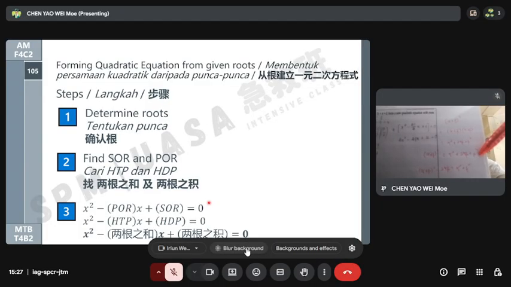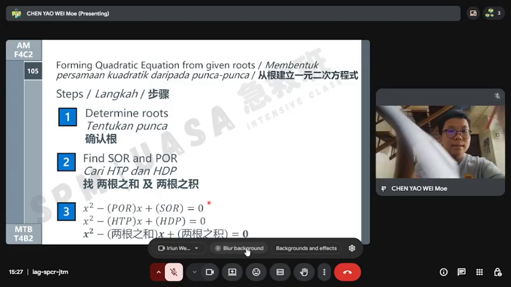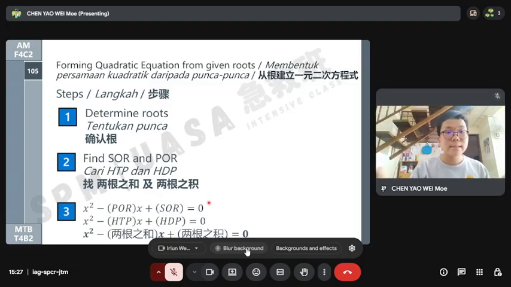Here got beta squared. So I can make this one become side here. So I can say that, okay, alpha squared plus beta squared equals to, okay, alpha plus beta squared minus 2 alpha beta. That is the step to determine the alpha squared plus beta squared.